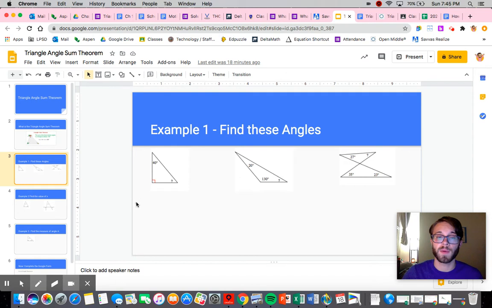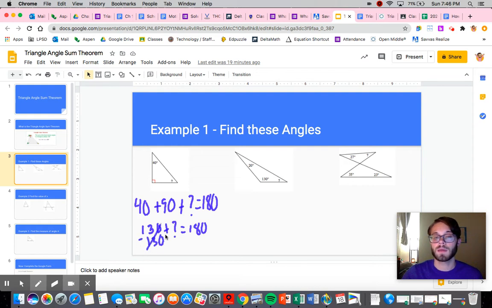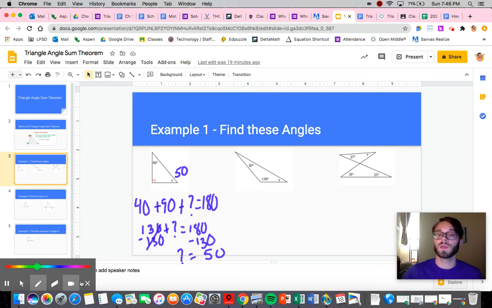So if we look at this first one, we have 40. And this angle right here, the little box means 90. And then my question mark has to make it all equal 180. So I can add these together: 130 plus my question mark is 180. Subtract the 130, and that is going to be 50 degrees. So our question mark here is 50. We were able to do that because of the triangle angle sum theorem, and we knew they added up to 180 degrees. Let's go with this one.